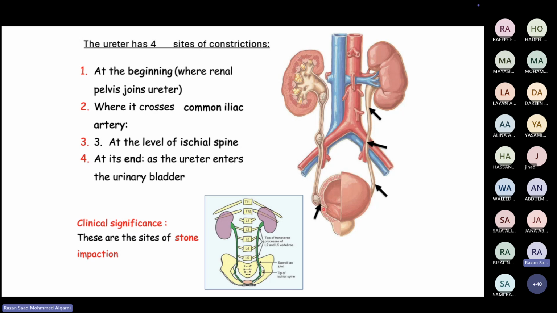Why do we need to know these sites of constriction? Because at these sites, as you can see, the transformation from being wide to a small muscular tube is going to be a site for a stone to be trapped in there, or stone impaction. Also, here the bifurcation of the common iliac artery is going to cause a site of constriction, which is also another site of stone impaction. And finally, also when it's entering the urinary bladder. As we said, it's a muscular structure. So if we have a stone, that means there is a contraction of the muscles of the ureter, which is going to cause severe pain. That's why always with a renal stone, the patient is going to feel a lot of pain.